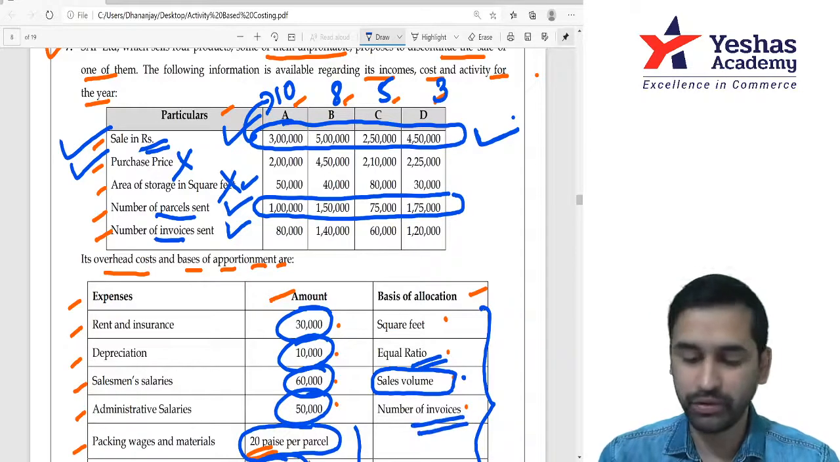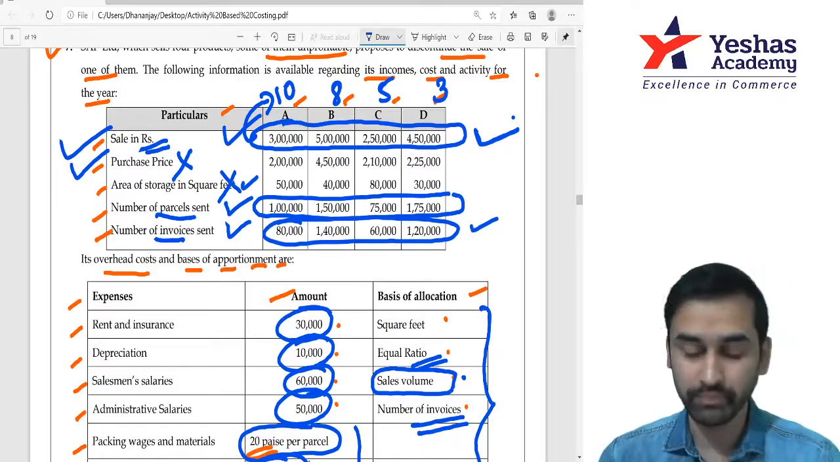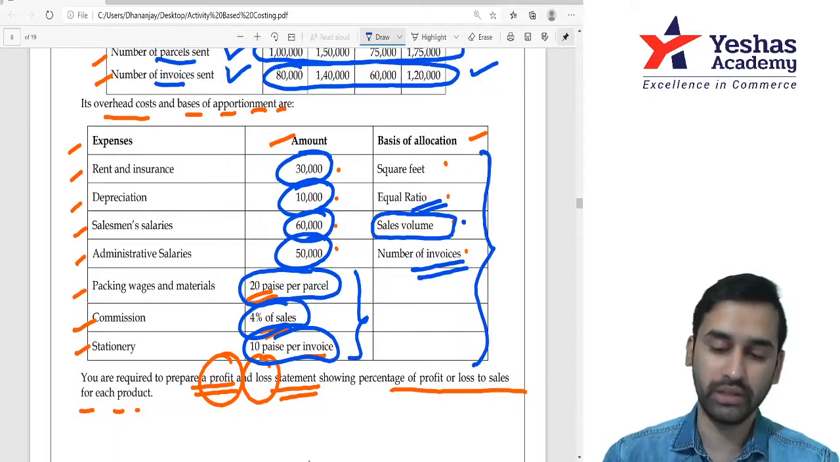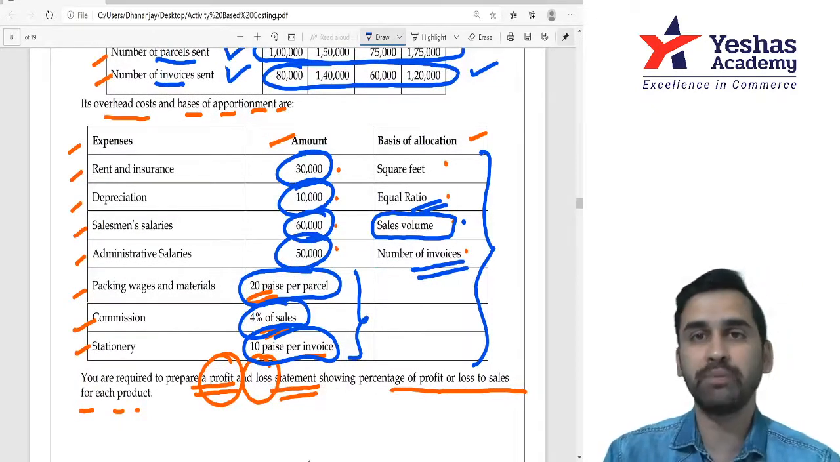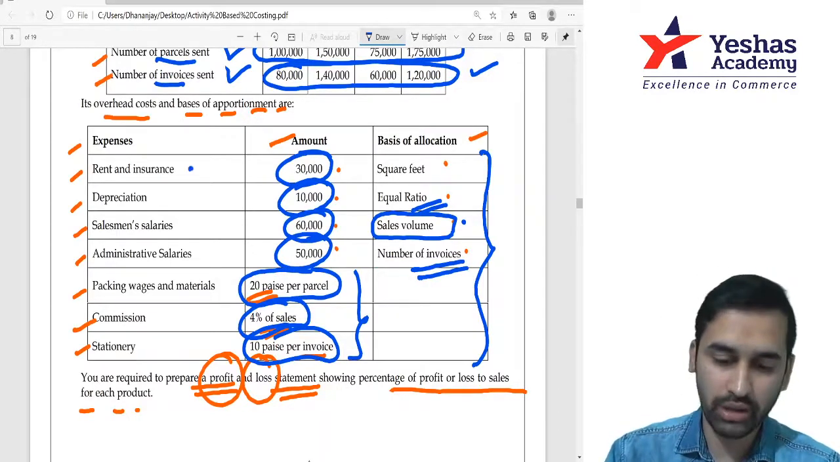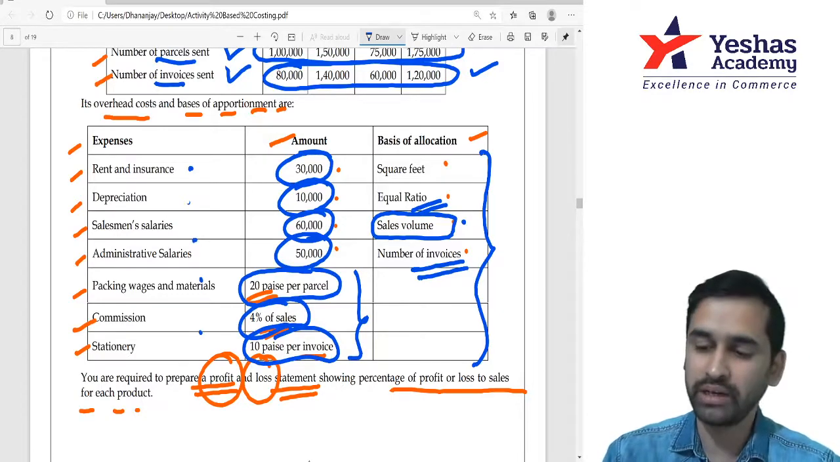They have given the number of invoices. Anyway you have the number of invoices, you can just apportion in this ratio. Now, sir, why is this question under activity based costing? This is a very simple or general question. We can just write particulars, A, B, C, D. Sales given, purchase given, all these items, the basis for allocation is also given. We can distribute all the numbers in ratio only.